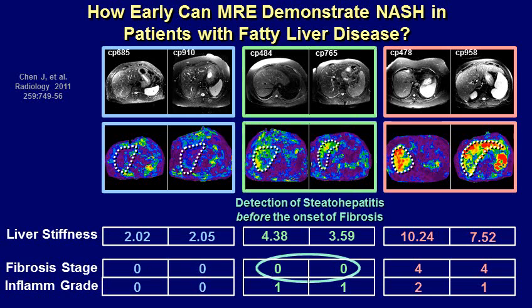In the middle, we can see two patients who had elevated liver stiffness at 4.4 kilopascals and 3.6 kilopascals. The biopsy showed that there was no fibrosis, but there was inflammation consistent with the presence of steatohepatitis. So here we're detecting the development of NASH, the dreaded complication of fatty liver disease, with an elevated liver stiffness even before the onset of liver fibrosis by biopsy.